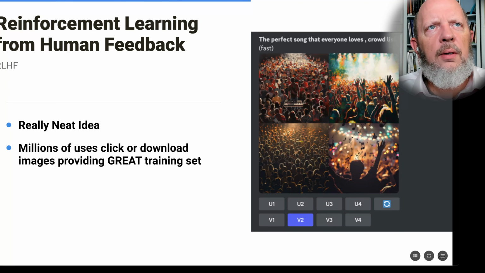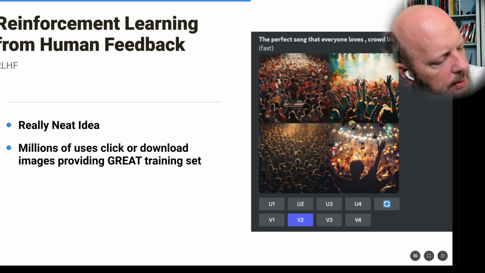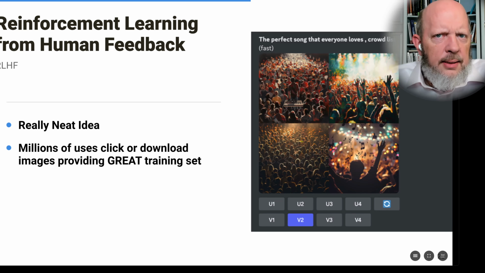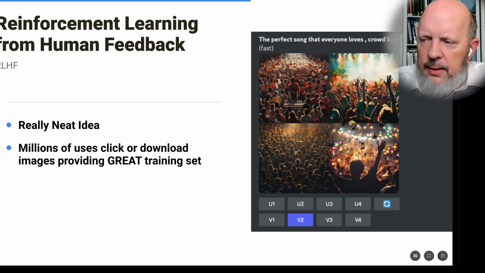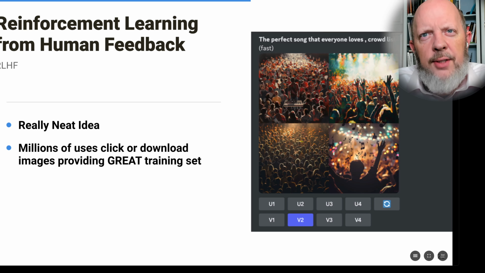So anyways, reinforcement learning from human feedback. That's kind of a weird concept. But basically, we have the machine learn from when we, as humans, say yes, that's good, or no, that's not good. And we do this all the time in the real world, in theory.